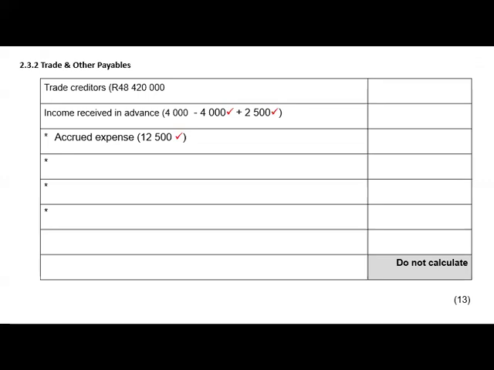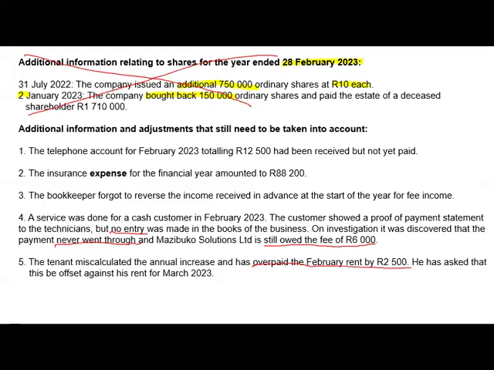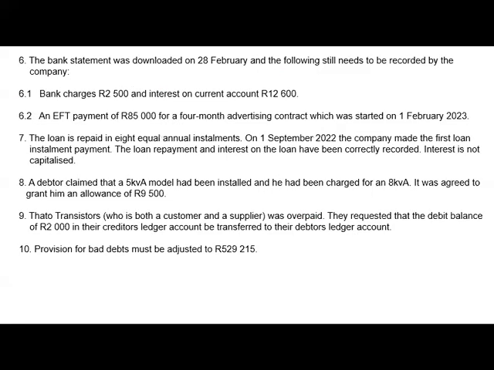This is last year's paper, metric paper. You have it in front of you. Yes, this is last year's paper. There's 2023 May. Let's go to the next one.